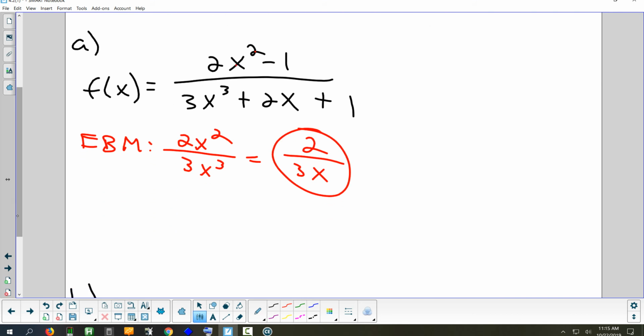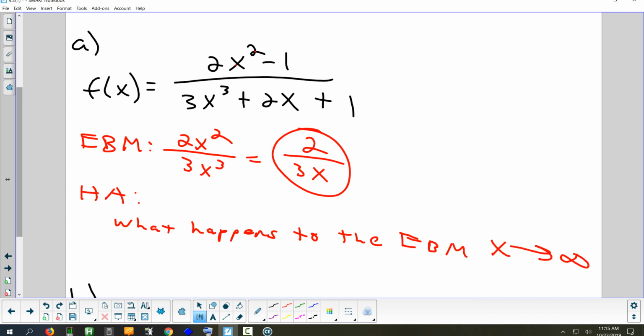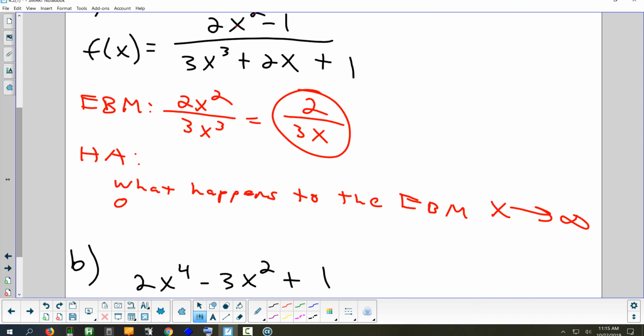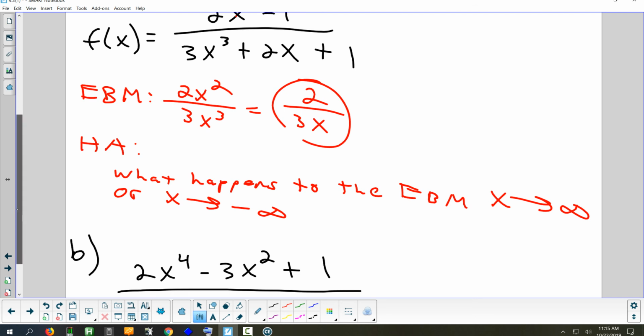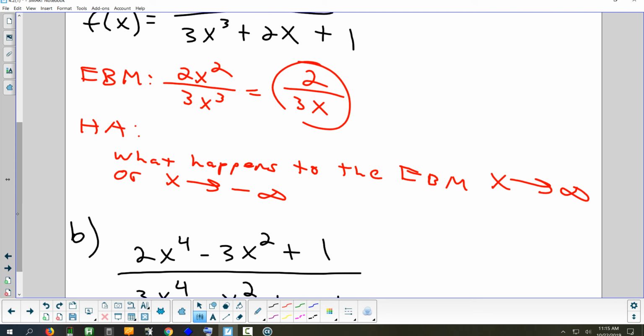Now, that's the EBM. To find the horizontal asymptote, you take your EBM and you basically ask, what happens? So this is the question. I'm not going to write this every time, but I'll write it this time. What happens to the EBM as x approaches infinity, or as x approaches negative infinity? In other words, let x get really, really big and tell me what's happening in that fraction.